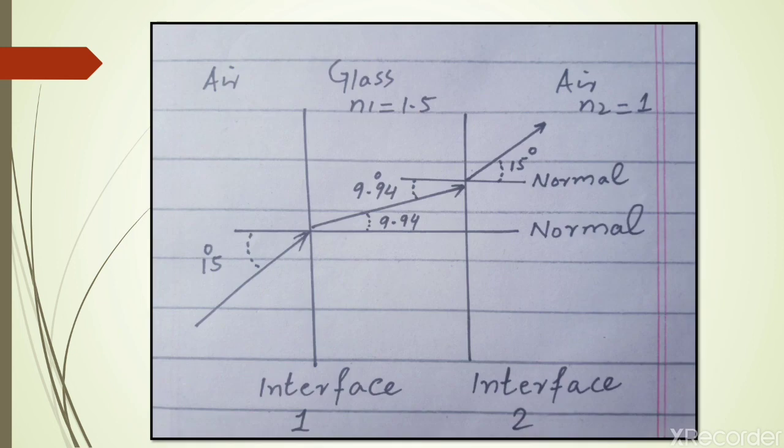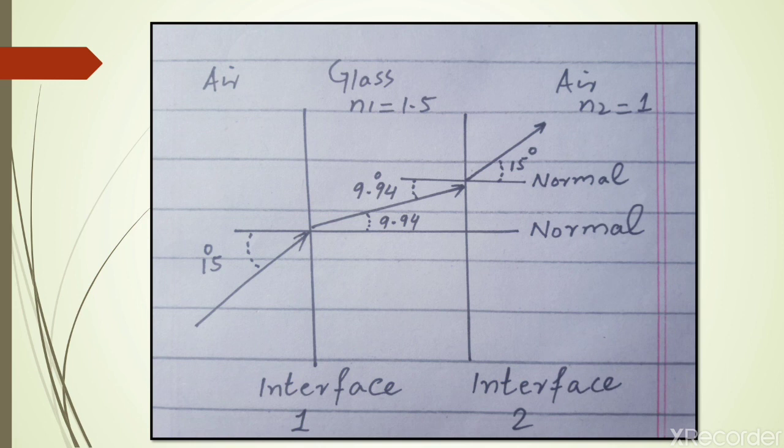The scenario is shown in this figure. You can see interface number 1 and then interface number 2. Interface number 2 is parallel to interface number 1. Initially, the incident ray travels from the air to the glass. The incidence angle of the incident ray in the air is 15 degrees, while the angle of transmission of the transmitted ray in the glass is 9.94.